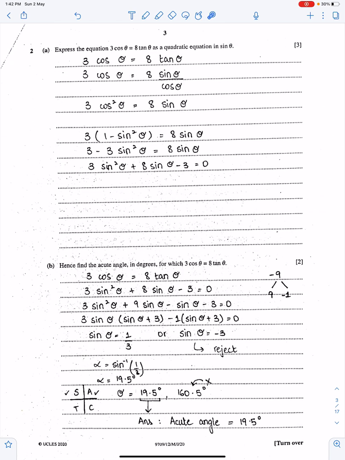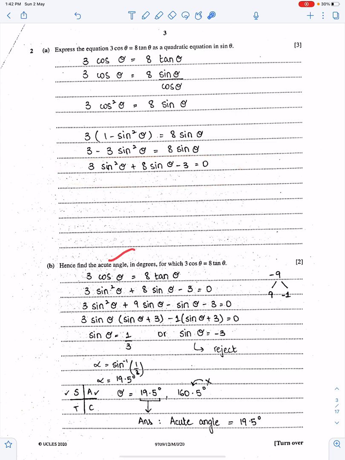Next question. Express the equation as a quadratic equation in sine theta. This is so simple. You just need to replace tan theta by sine theta upon cos theta. Then do cross multiplication and then replace cos square theta by 1 minus sine square theta, because the identity is sine square plus cos square is 1. This is the required quadratic equation.